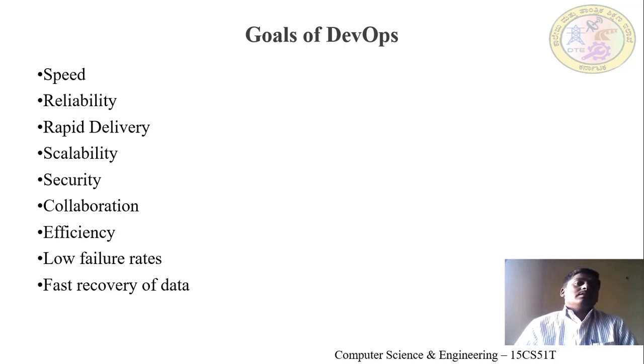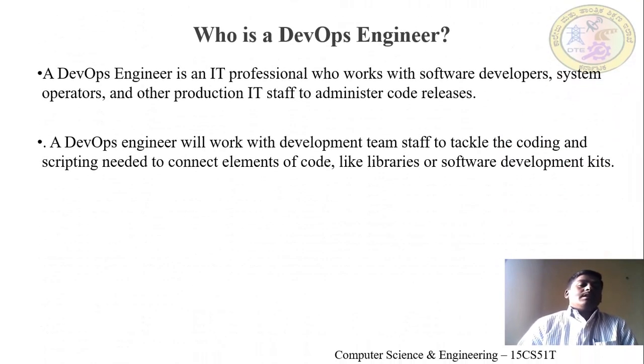We are going to use DevOps to get the backups, right? If you have a server crash, a database crash, or a hardware crash, we can easily recover that particular application or data if we use the concept of DevOps. Once again, some of the goals of DevOps are speed, reliability, rapid delivery, scalability, security, collaboration, efficiency, low failure rates, and fast recovery of data. These are some of the goals of DevOps.